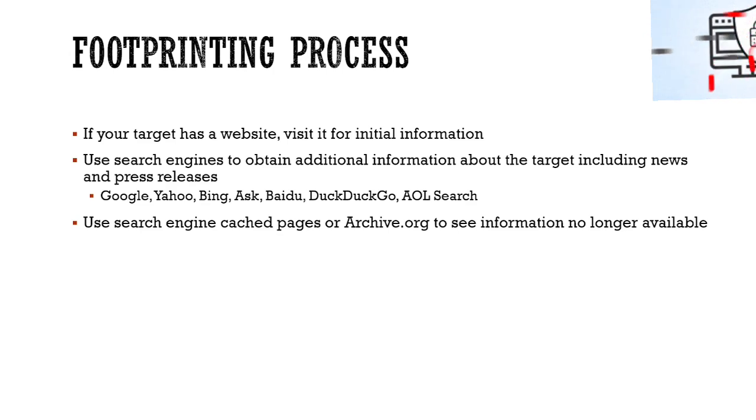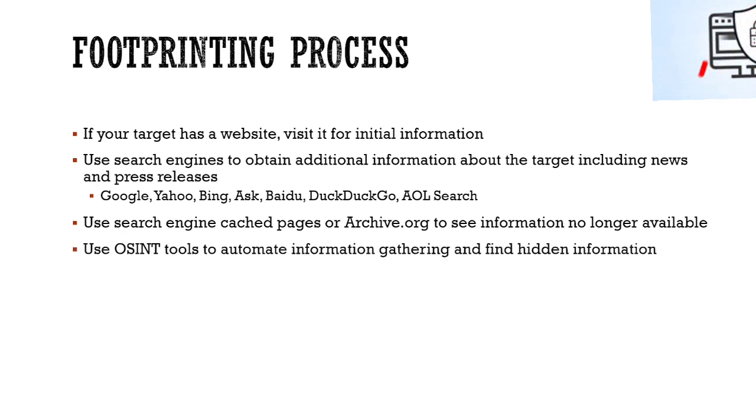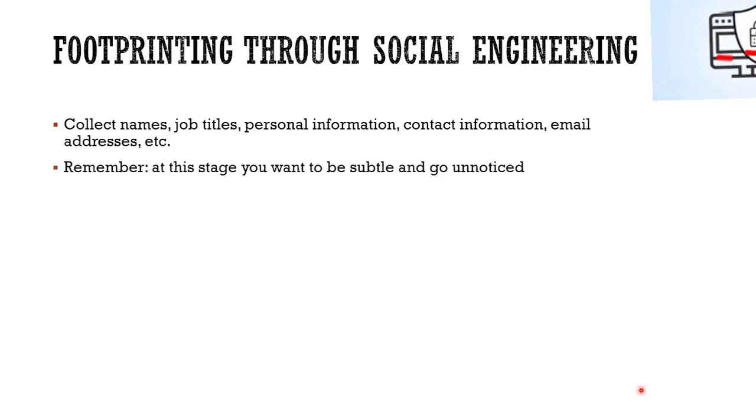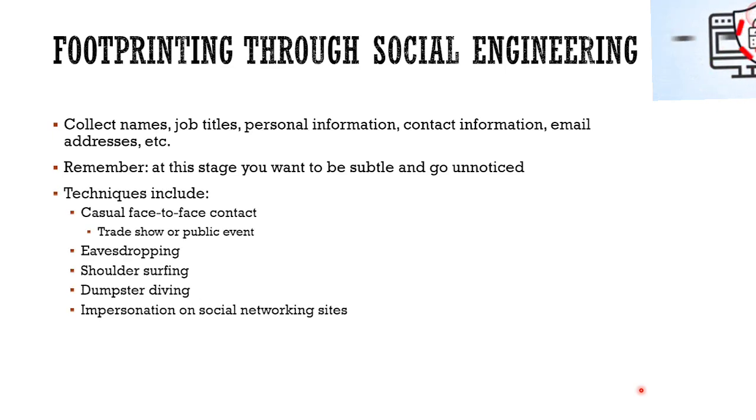We can do a lot of footprinting through social engineering, but remember, this is casual contact. We want to know names, job titles, personal information, email addresses, contact info, stuff that we can take advantage of later. We're trying to appear like it's normal business. We want to go unnoticed, look like potential customers. Techniques: just interaction at a trade show, at some kind of public event, or maybe at a coffee shop. We'll eavesdrop or shoulder surf or dumpster dive or impersonate people on network sites.